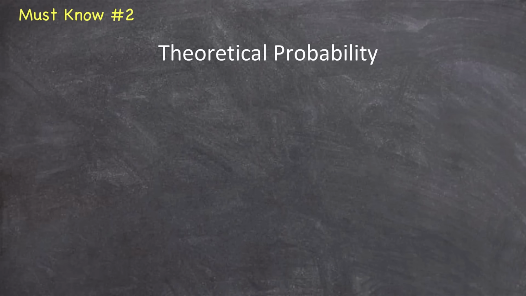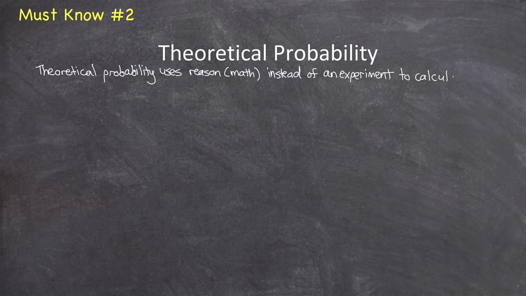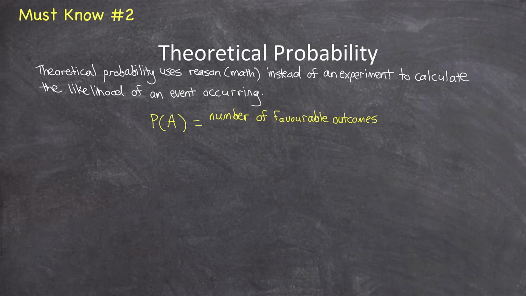Must know number 2, theoretical probability. Theoretical probability uses reason or math instead of an experiment to calculate the likelihood of an event occurring in the future. And the formula for calculating the theoretical probability of any event, we'll say event A, is you do the total number of possible favorable outcomes, and you divide that by the total number of possible outcomes.